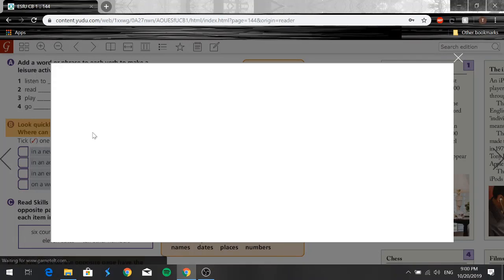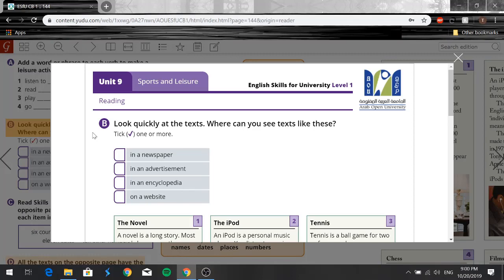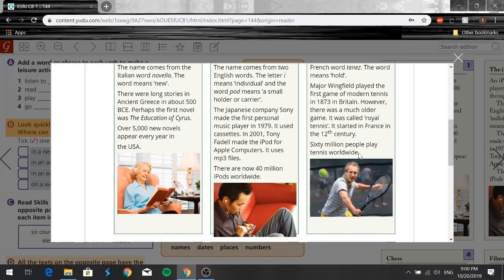So these texts usually come from an encyclopedia, for example, print or a website like Wikipedia. They are factual, okay? So, in an encyclopedia.